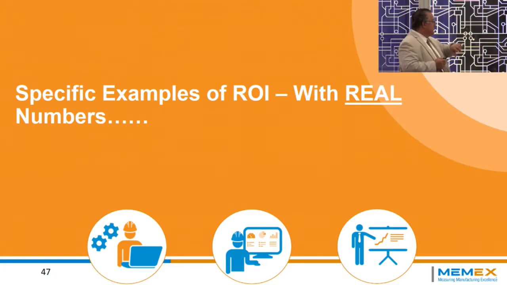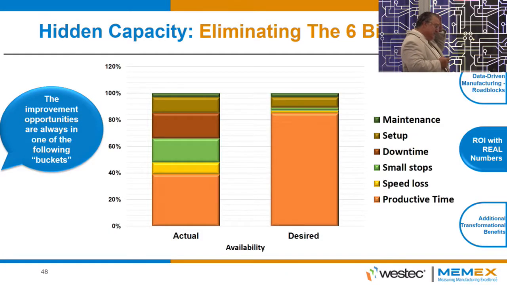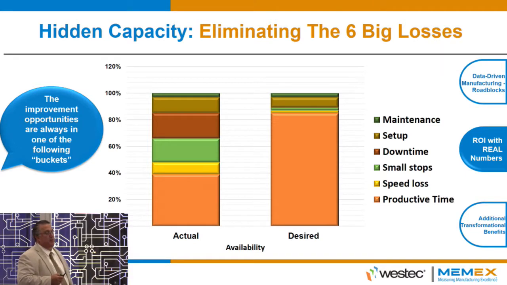Specific examples of return on investment with real numbers. So if the factory on the left is what we see typically when we start, the productive time is at the bottom, and then all of the other losses add up to about the 60+% of time that's right now non-productive. The desired outcome, though, is to try and get that world-class number, or production time, up to 85%, and minimize all of those other 6 big losses, to bring those down in line. I mean, we're never going to get to 100% productivity every single time, but we can get a lot closer than 35 or 40 to world standard at 85.